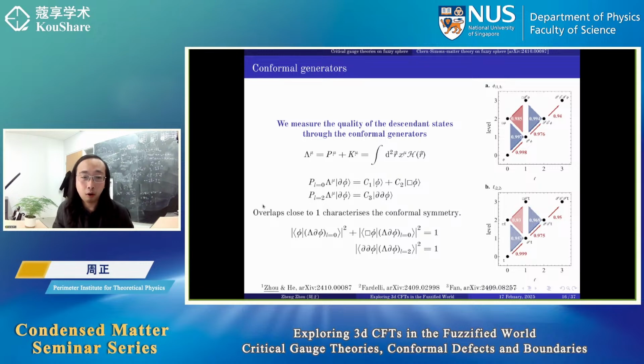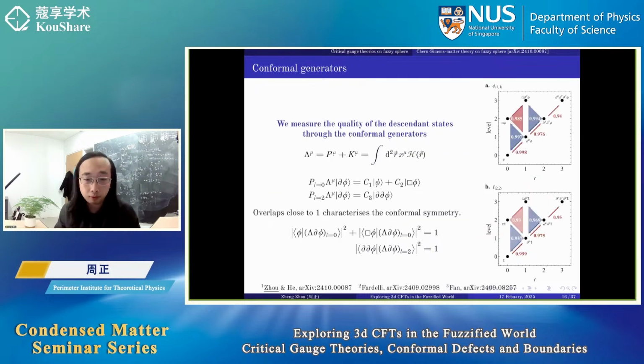So we measure the overlap of the states on the left-hand side and the right-hand side. This tells you how much this generator sends the states to what it should be. And the overlaps closer to 1 characterize better conformal symmetry. And in practice, we find that for these lower values, all of these overlaps are larger than, say, 93 or 95%. And for the lowest ones, it is even better, larger than 99%, which characterizes this good conformal symmetry.